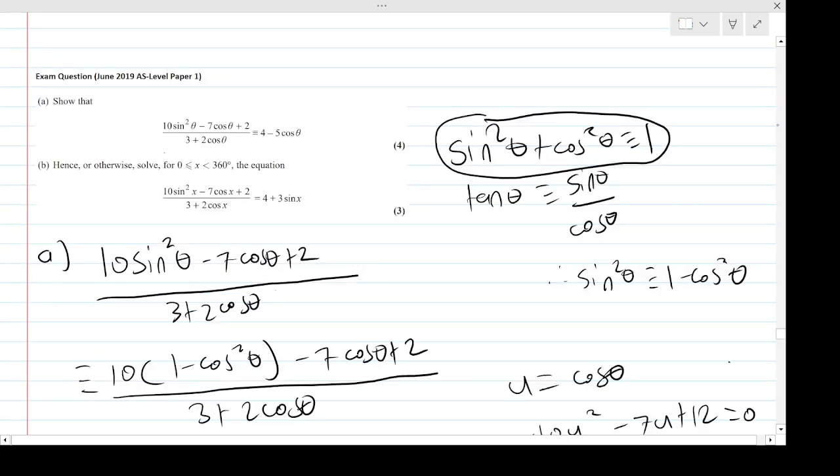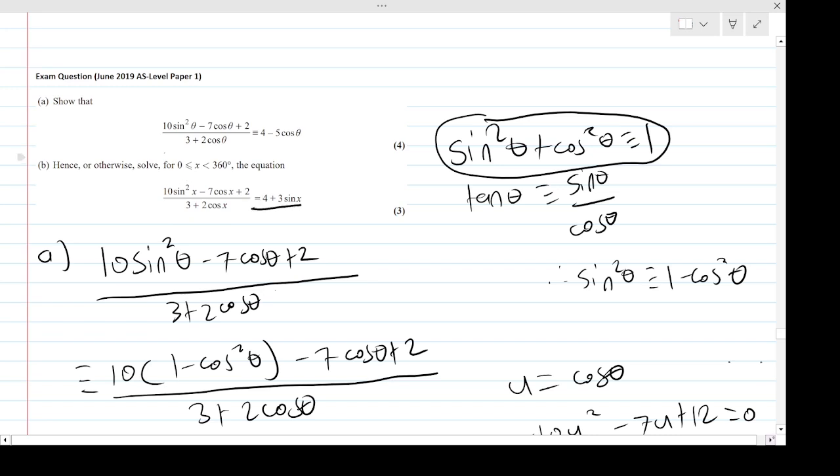Cool, that's part A done. Then it says, hence or otherwise, solve between 0 and 360 the equation 10 sine squared, that same fraction, which is now equal to 4 plus 3 sine x.